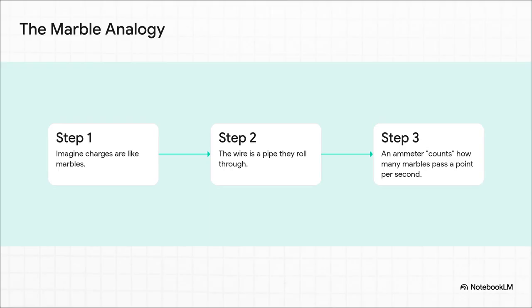Picture the electric charges, these tiny electrons, as marbles. The copper wire is just a long, thin pipe that's already full of these marbles. Now, if you were an ammeter, your only job would be to stand at one spot on the pipe and count how many marbles roll past you every single second. That number, the rate of marbles, is your current.